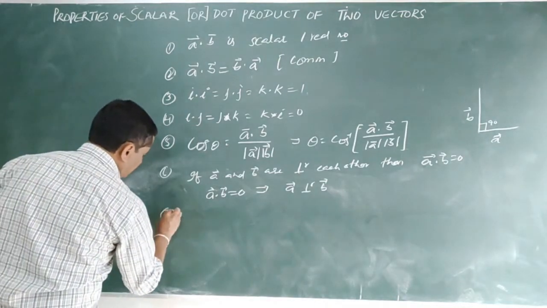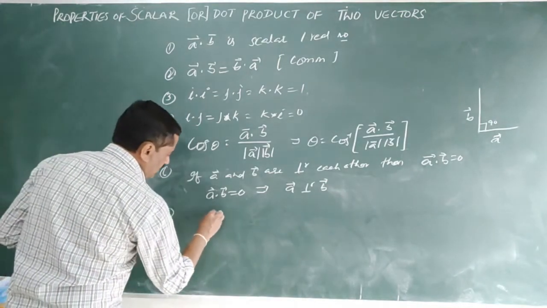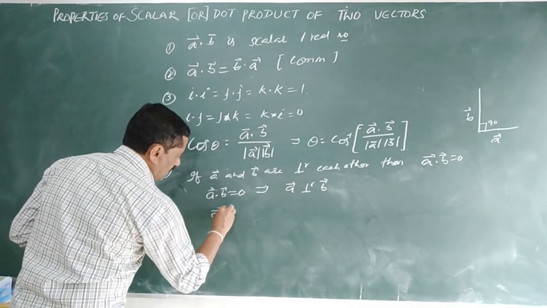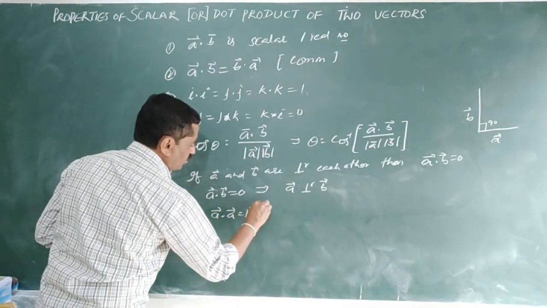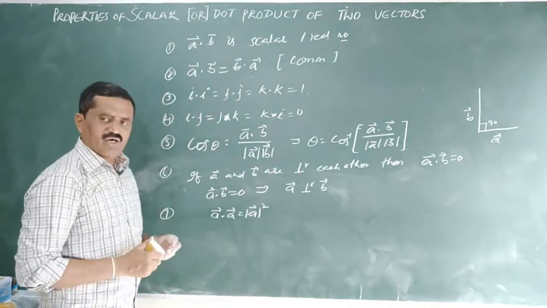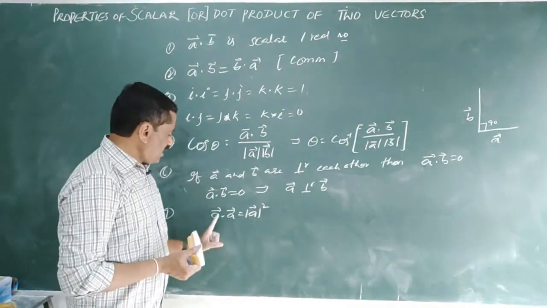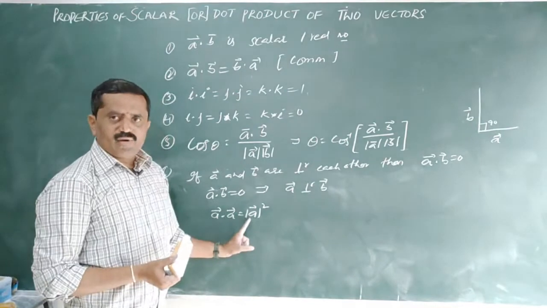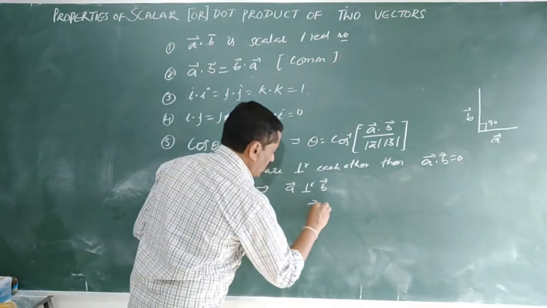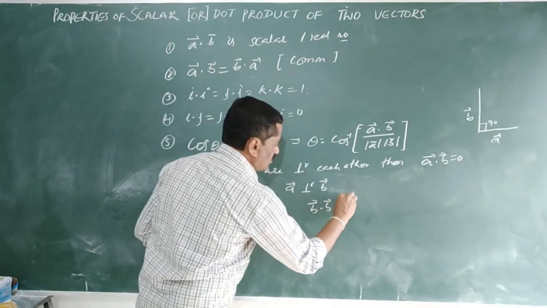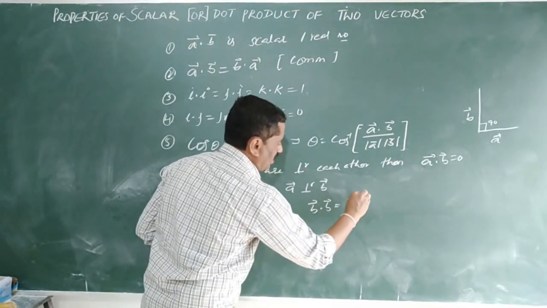Next, for any vector, A bar dot A bar is equal to magnitude of A bar whole square. That means A bar dot A bar can be written as magnitude of A bar whole square, and likewise B bar dot B bar is equal to magnitude of B bar whole square.